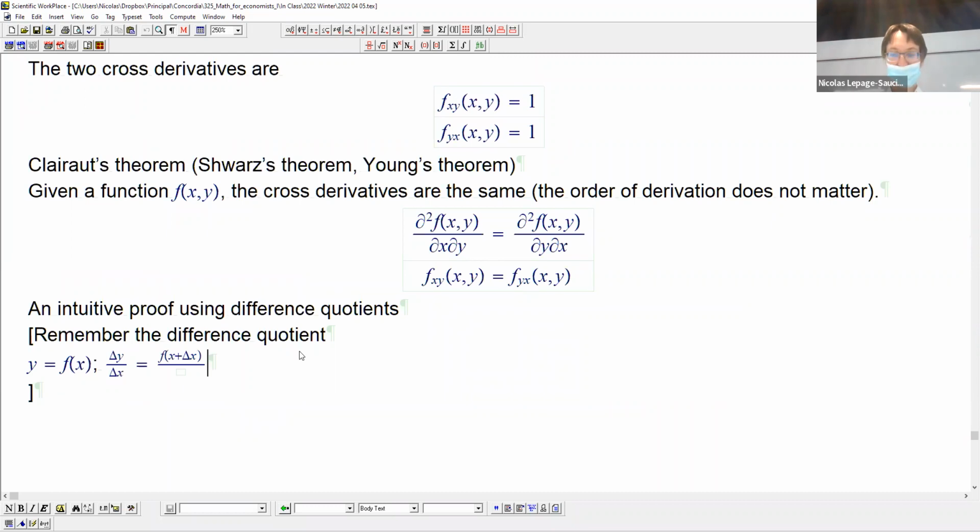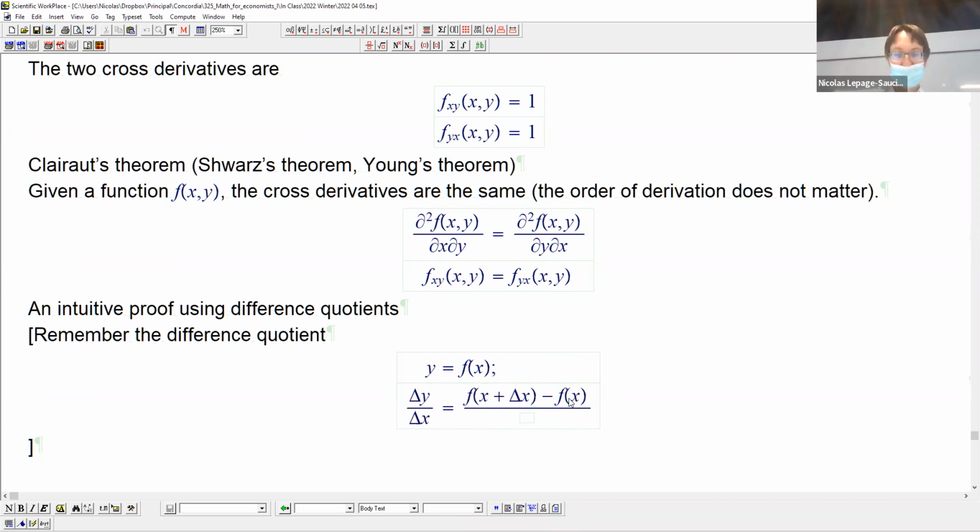All right, now we see something. The difference quotient was this. So delta y over delta x. So it's the change in f of x following a change in x. So it was this minus f of x over delta x. All right.